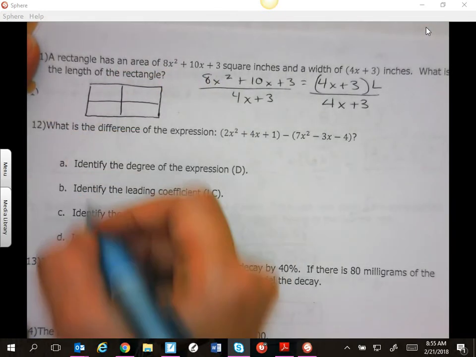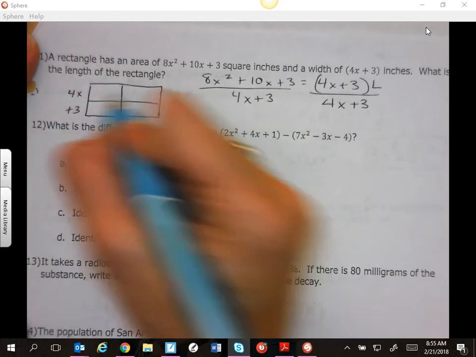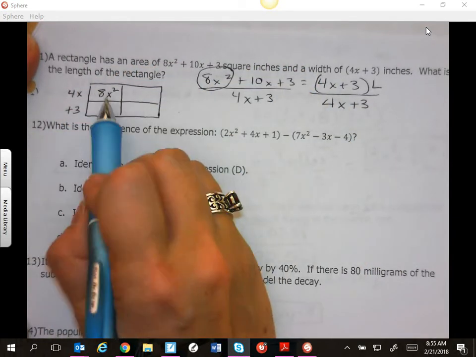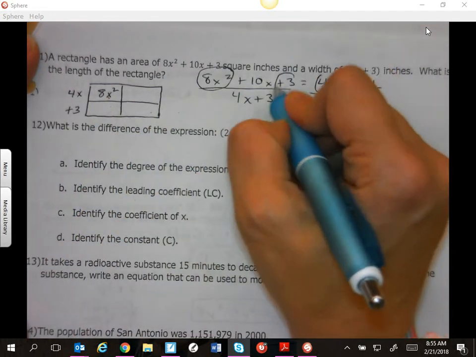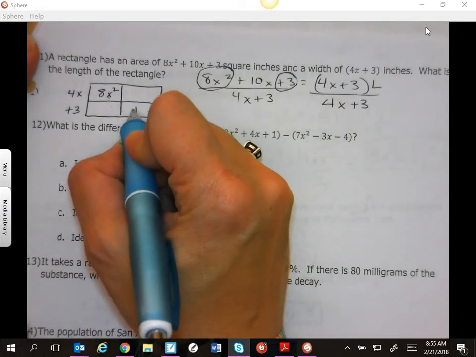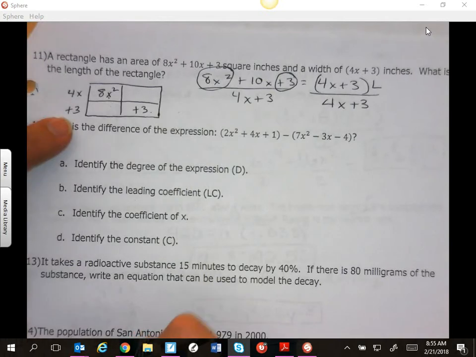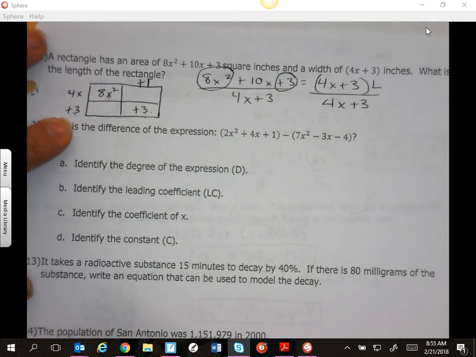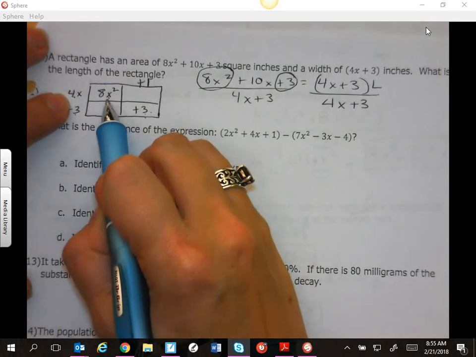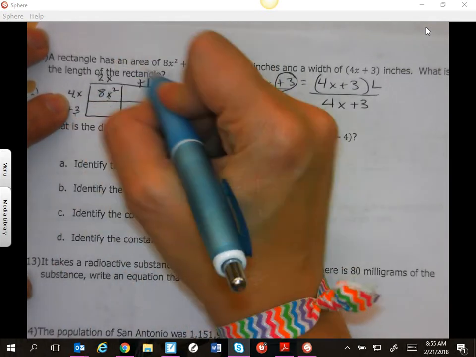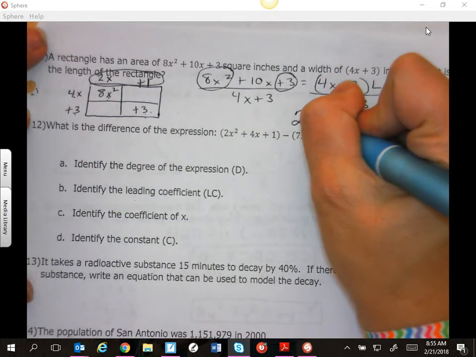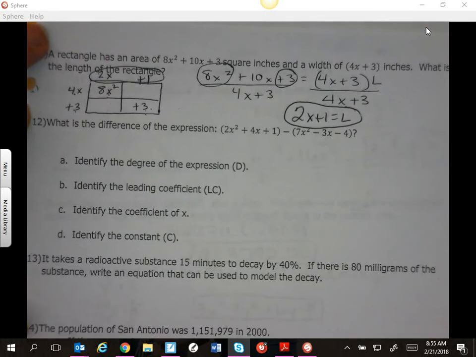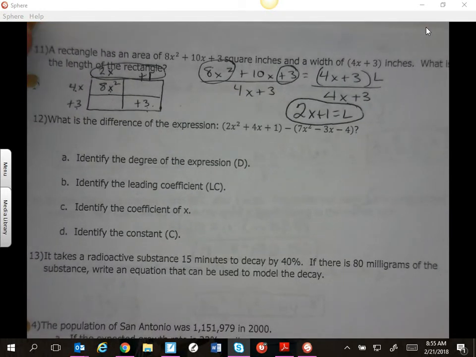So we have 4x plus 3, and we know 8x squared is going to be here because our x squared is always in the top left, and our constant is always in the bottom right. And now we can work backwards. So 3 times something is 3. Well, we know that's 1. 4x times something is 8x squared, so this is going to be 2x, and there is your other dimension. So you're going to have to do the box backwards. It's just kind of thinking backwards from what we've learned before.